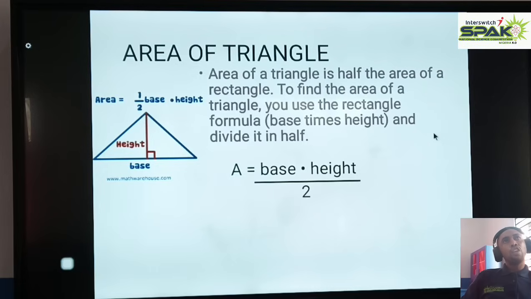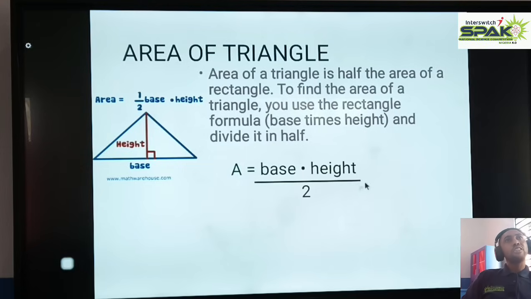The area. When you look at a triangle, you see that a triangle is half of a rectangle. When you divide a rectangle into two by its diagonal, it gives you two triangles. So one of them is half. That means if you are looking for the area of a triangle, you can divide the area of a rectangle by 2. So that gives us the area of a triangle. That is where this area is derived from.